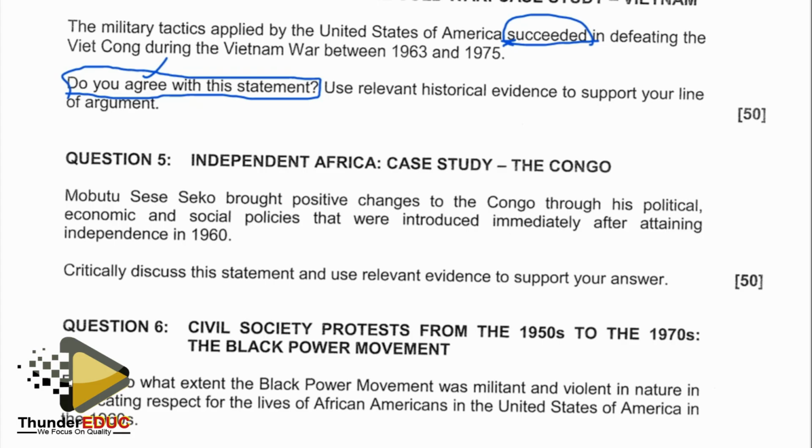So what you need to do with that question is take a stance or a line of argument which is historically correct. We know that in 1975, Vietnam became a communist state.